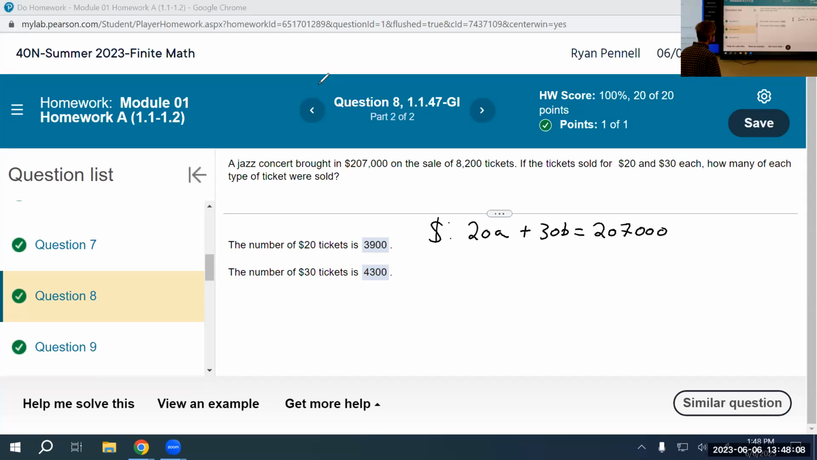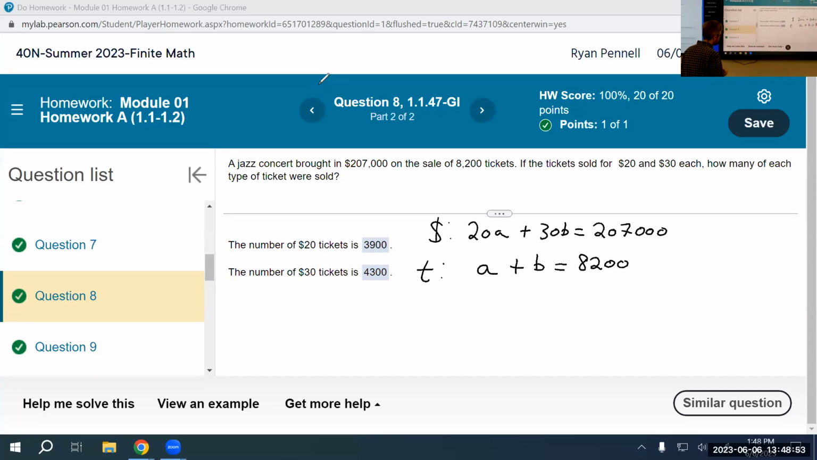Now let's think about what's going on with how many tickets. There's the $20 ticket, there's a $30 ticket, and we know the amount of tickets sold because they told us it's 8,200 in this problem. So the ticket equation would be the amount of A tickets plus the amount of B tickets equals the total amount of tickets. So that's two different lines there: there's the price and the revenue, and then there's the amount of tickets.